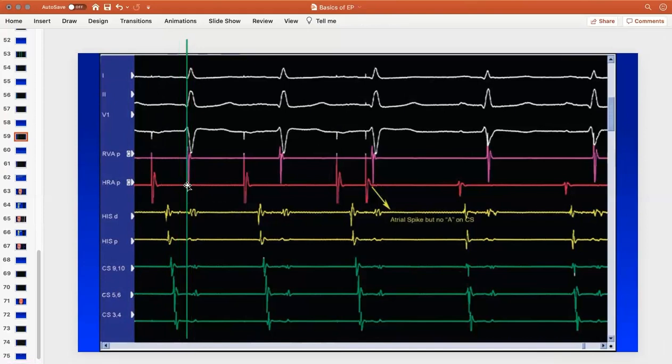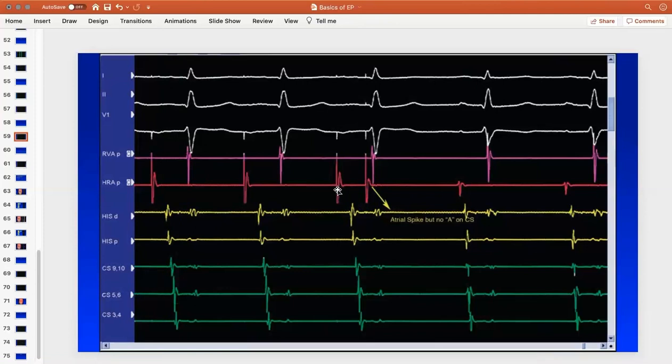So with this beat, you paced, you captured, and you conducted to the V. What happened here? Same happened here. What is this? We have an early stimulus. Exactly. When we throw our extras, we bring the coupling interval to this. So with this coupling interval, are we capturing the A? Yeah, there is.